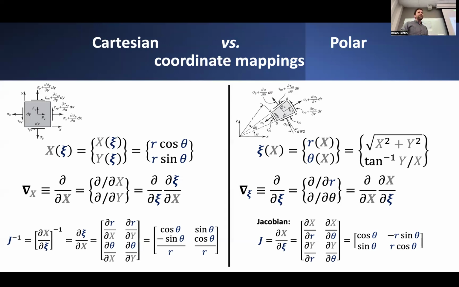All right. Now, if I wanted to compute other quantities, things like partial derivatives with respect to x, or partial derivatives with respect to r and theta, how I do that really depends on my choice of coordinate frame.